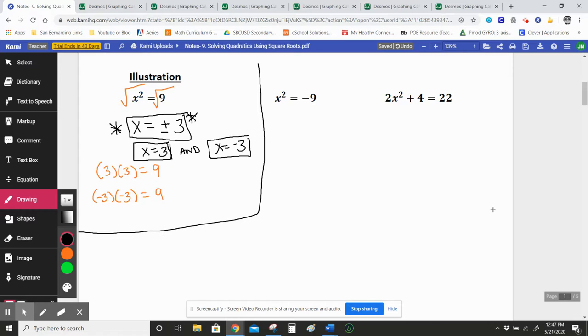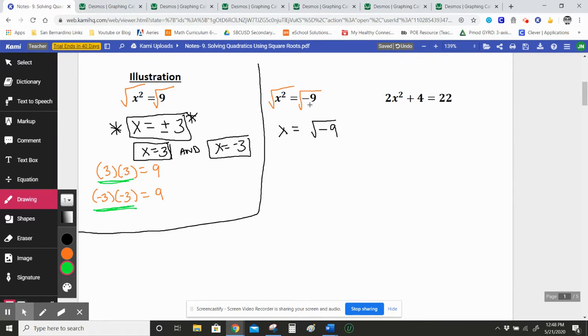Now, what if we're faced with something like this? X squared is equal to negative 9. Same exact scenario. We can take the square root of both sides, right? And then we're left with the answer for x is equal to the square root of negative 9. There's one little problem with this. We mentioned in the past that when you're taking the square root of something, you're basically having two numbers that are multiplied together to get that number, right?